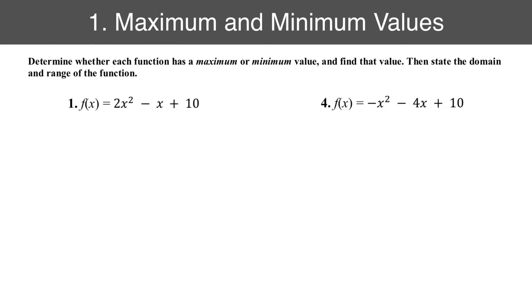The first part of this section is talking about maximum and minimum values of quadratics. And so to find the max and minimum of a quadratic, the first thing we do is determine, well, does it have a max or a minimum? We can always tell if it has a maximum or minimum depending on the leading coefficient.